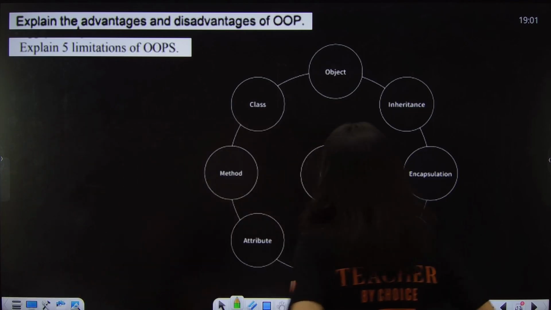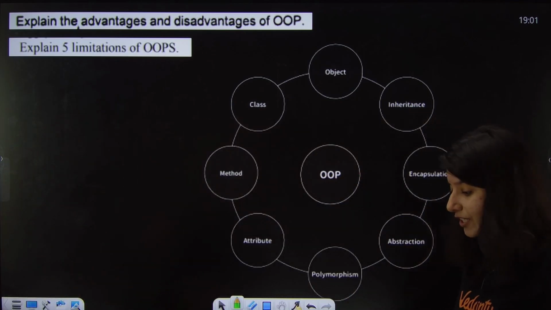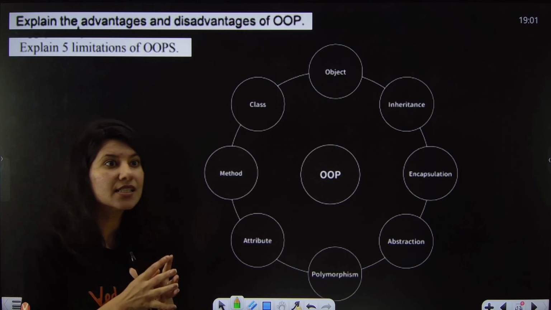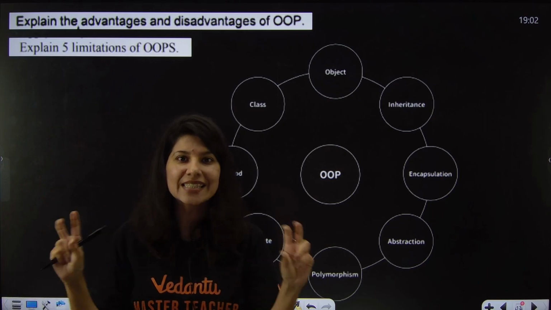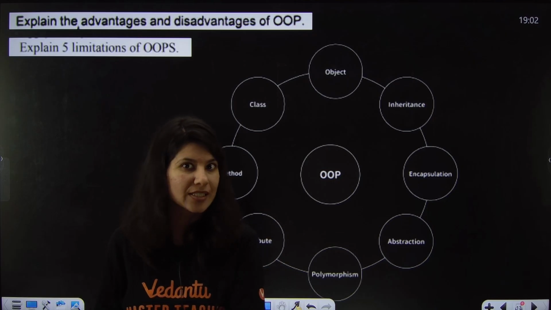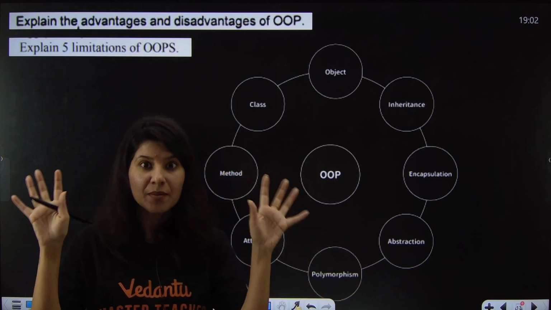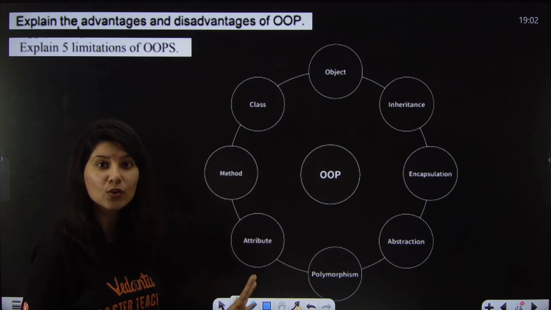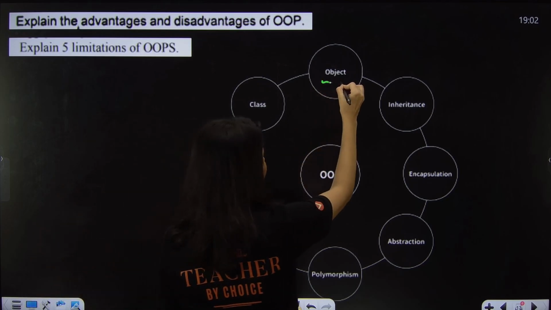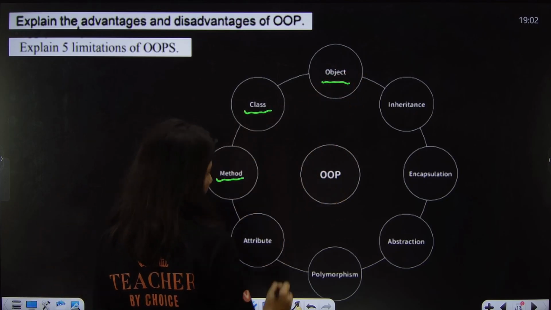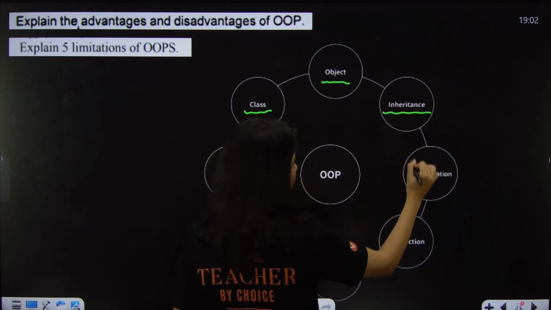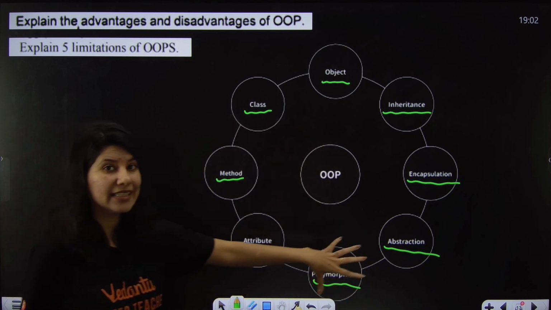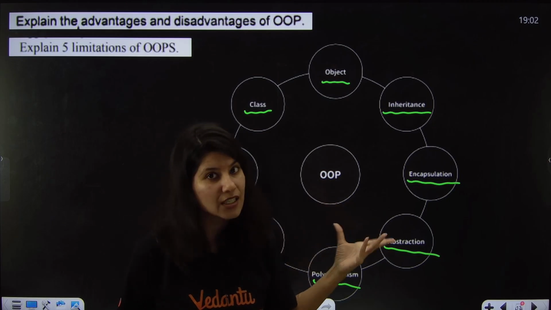Now first of all, let us understand what is object-oriented programming. It is not a one-statement thing that I'll be able to explain in one statement. There are many terminologies associated with object-oriented programming. Let me tell you about those terminologies: objects, class, methods, then inheritance, encapsulation, abstraction, polymorphism. These are basically the building blocks of object-oriented programming.